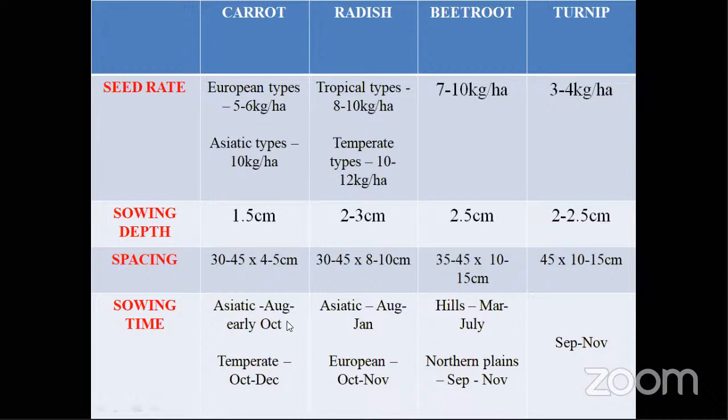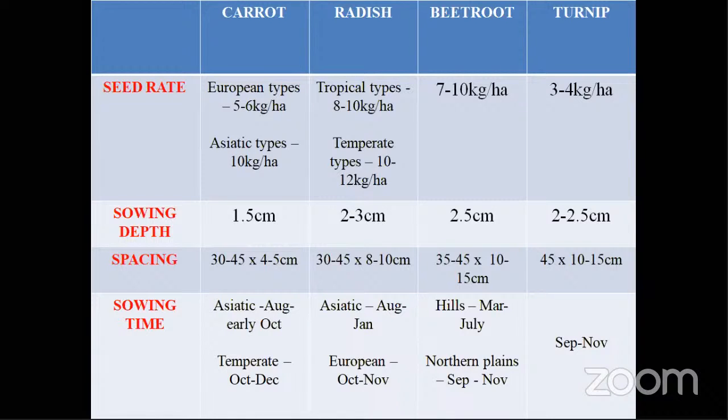And nextly, Asiatic, you go for sowing in the months of August to October, and temperate in the months of October to December. Why do you do like that? Because Asiatic can grow well in little high temperatures also, whereas temperate cannot grow in high temperatures. They need a little cold temperature. So October to December. Coming to radish, the tropical seed rate is 8 to 10 kg, whereas the temperate seed rate is 10 to 12 kg.